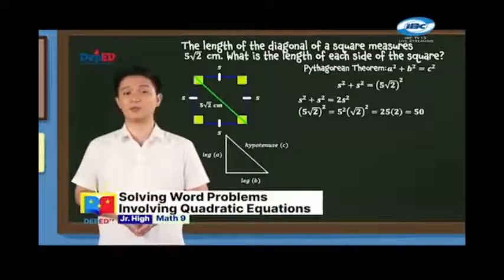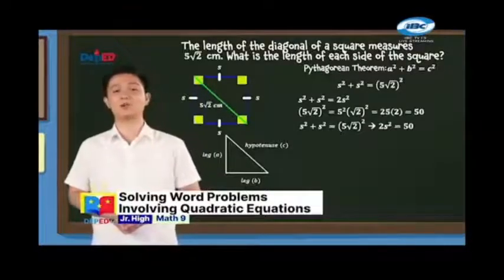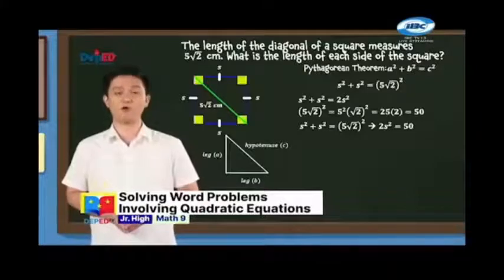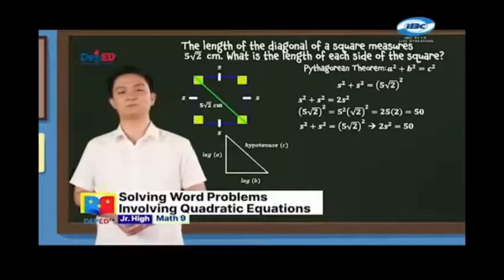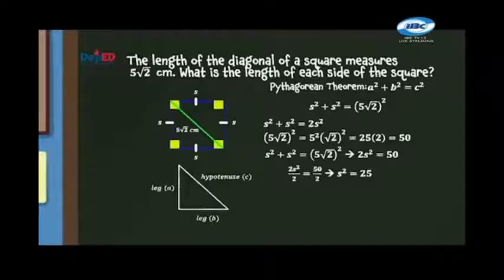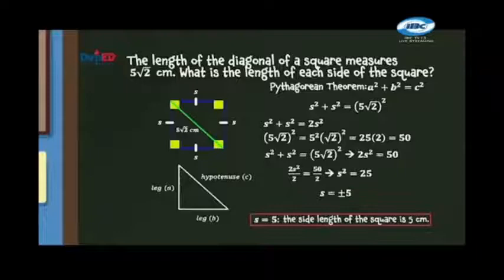Thus, the equation can be written as 2s squared equals 50, which is of the form ax squared equals k. We divide both sides of the equation by 2. The resulting equation is s squared equals 25. Then, we can now extract the square root of both sides. We should get s equals positive or negative 5. The variable s represents the length of each side of the square. Thus, it has to be positive, and so s must be equal to 5. The side length of the square is 5 centimeters.